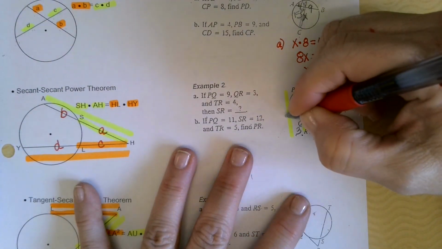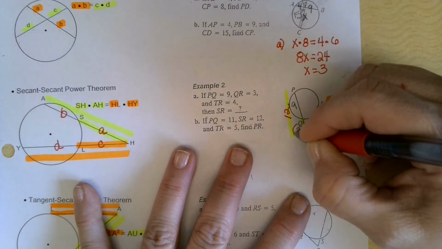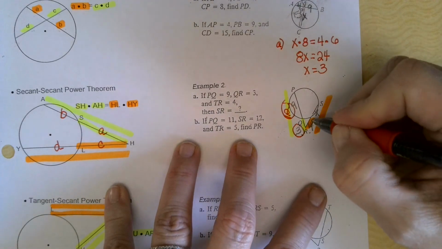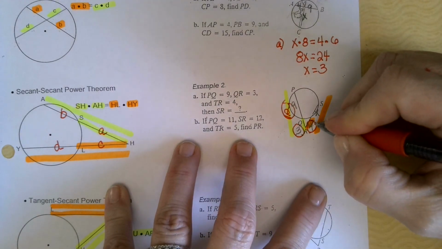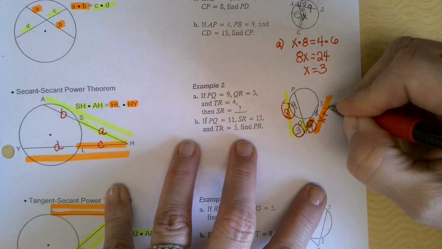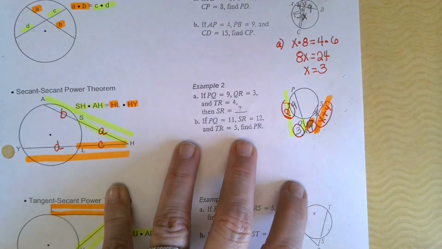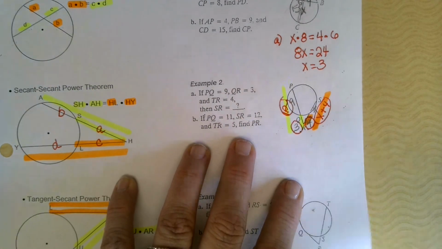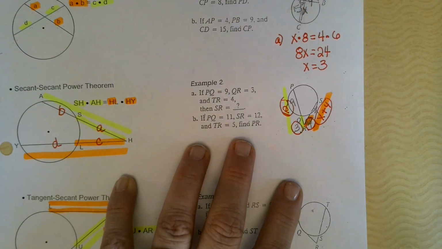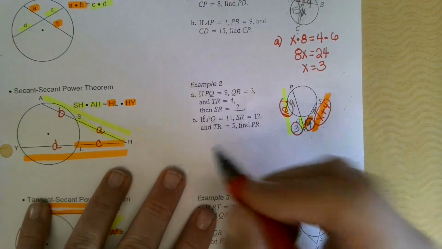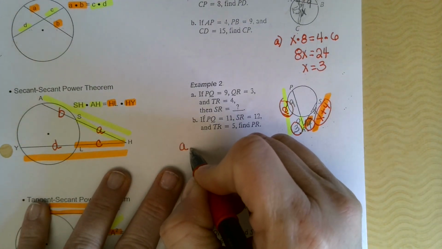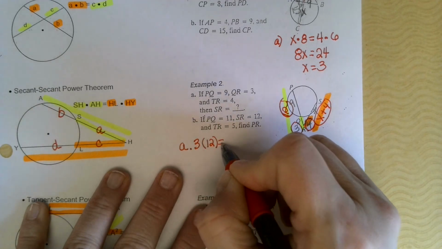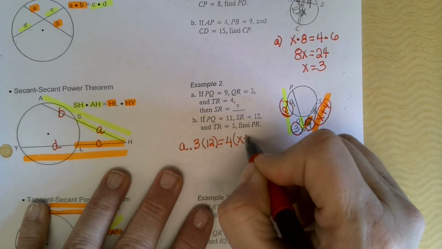So this is going to actually be a 12. And this is going to be a 4 plus X or X plus 4. What I have circled, I wish I hadn't used pen because now I have to do the other problem over. But anyways, what I have circled is what you're multiplying together. So for part A, I'm saying 3 times 12 equals 4 times X plus 4.